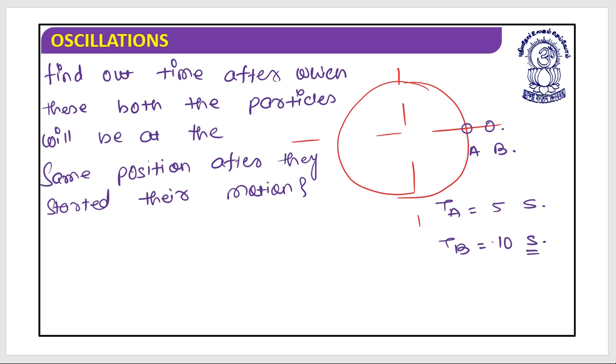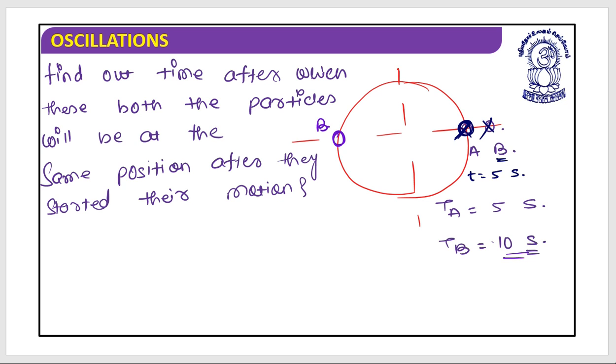So how will you do this? Let's suppose A starts its journey and after 5 seconds will be back here. B will start its journey and after 10 seconds it will be back here. So when the time is 5 seconds, A will be here, but B will be here. It has traveled half of the distance because it takes 10 seconds to complete one revolution.